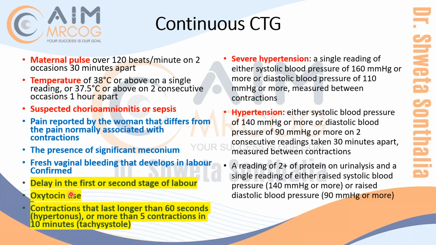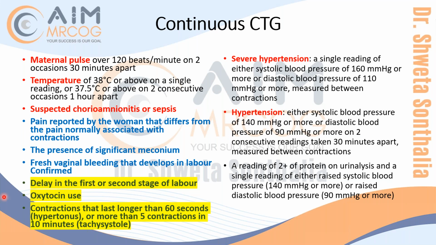The other 3 indications are regarding progress. If there is delay in first and second stage of labor, if you all remember, this is a very common question of recalls, that what is the most common reason of transfer of mother from the birth center to the hospital? So this is the most common reason, delay in the first and second stage of labor. So if there is delay, definitely you are going to augment them. So for augmentation, you will do rupture of membrane and you will start oxytocin.